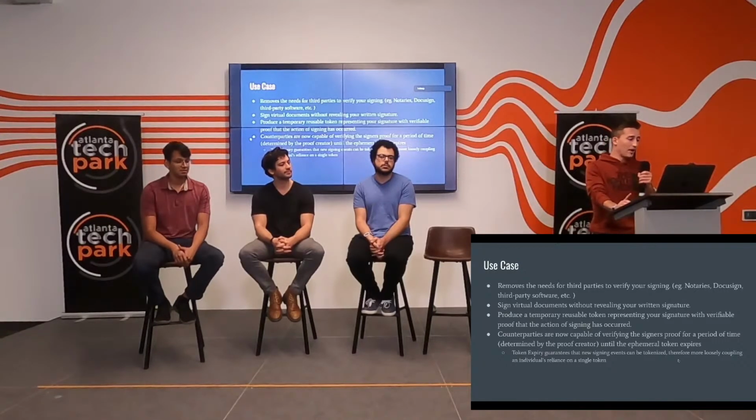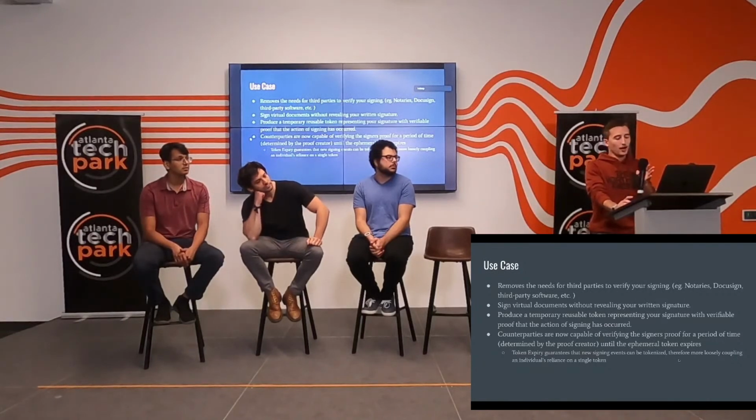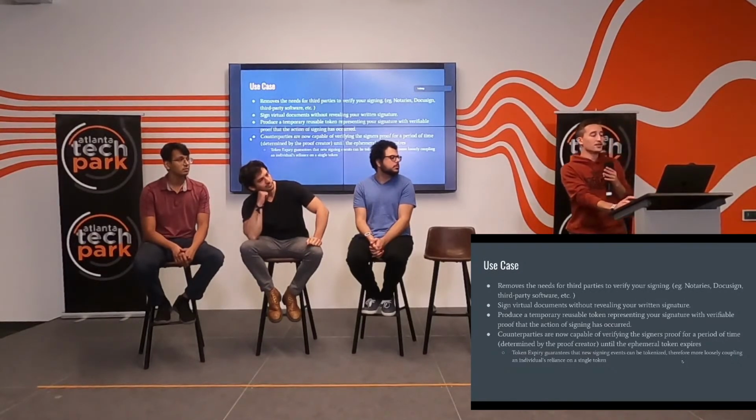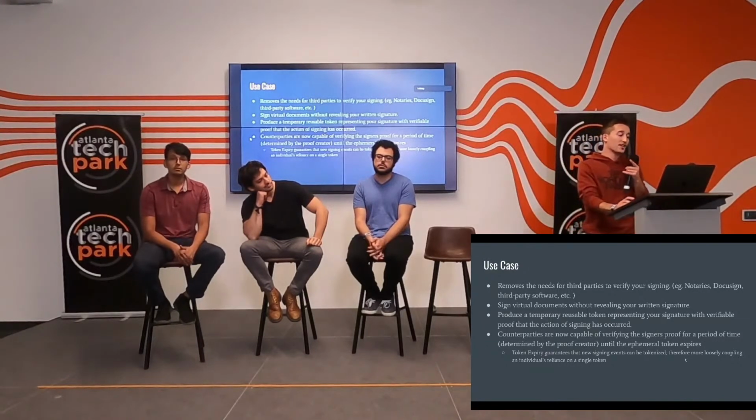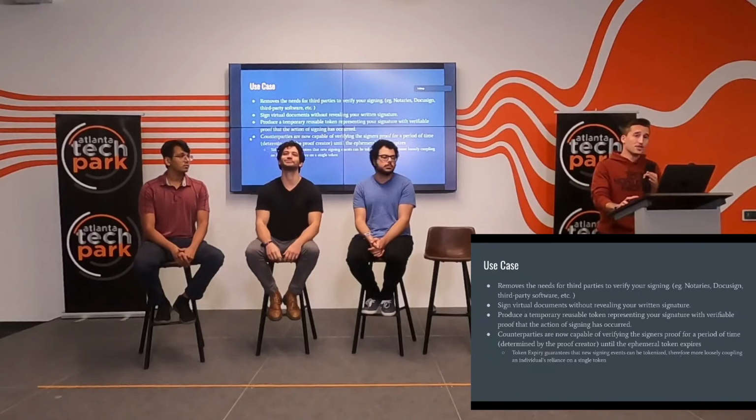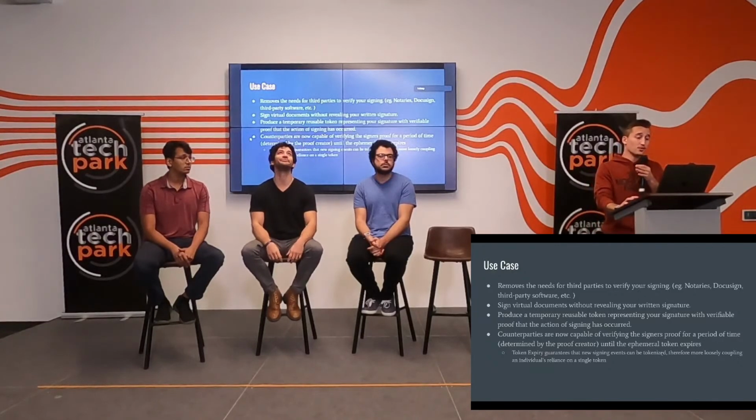And, beyond this, counterparties are capable of verifying, I already mentioned this, they can verify the signer's proof for a period of time. Ideally, we want this to be something that the signer can set themselves. And that pretty much covers most of the use case. It's pretty basic, but something that we feel a lot of companies could use: DocuSign, law firms, rental agencies, real estate, escrow, things like this.